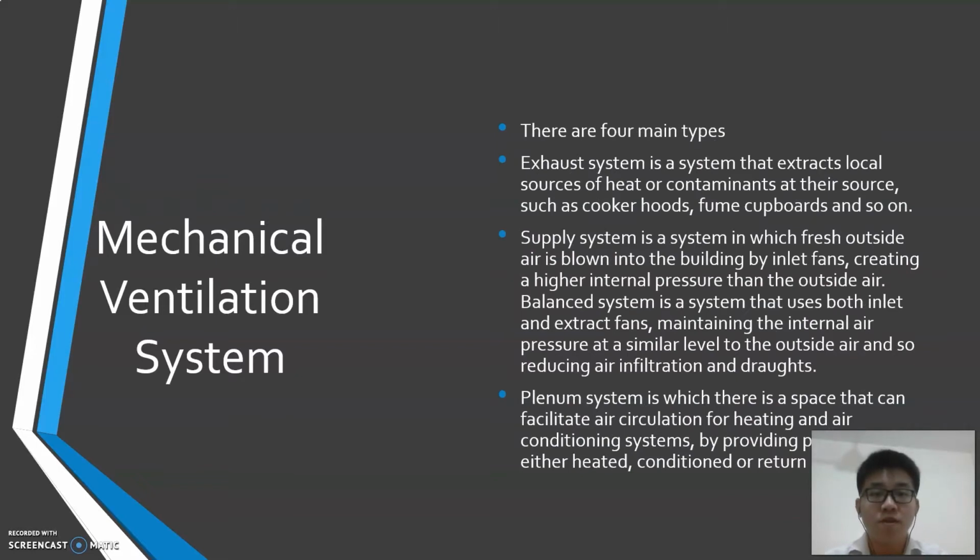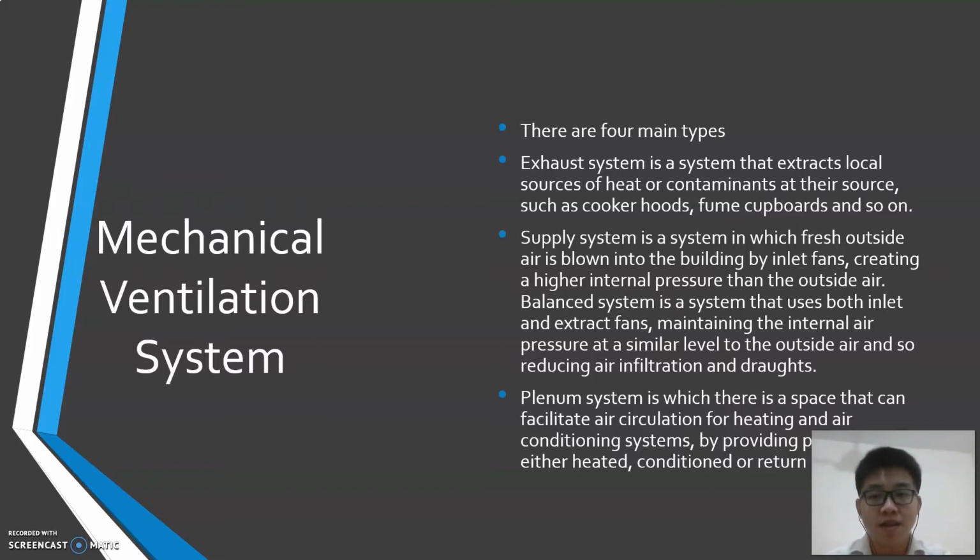There are four main types in the system. First, the extract system. It is a system that extracts local sources of heat or contaminants at their source, such as cooker hoods, fume cupboards, and so on. The supply system is a system in which fresh outside air is blown into the building by a fan, creating a higher internal pressure than the outside air.